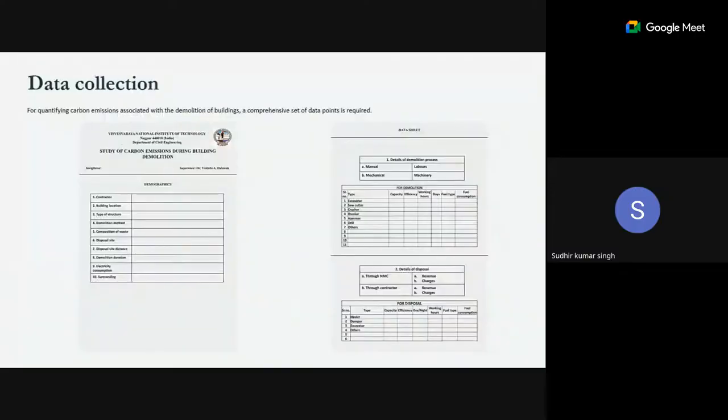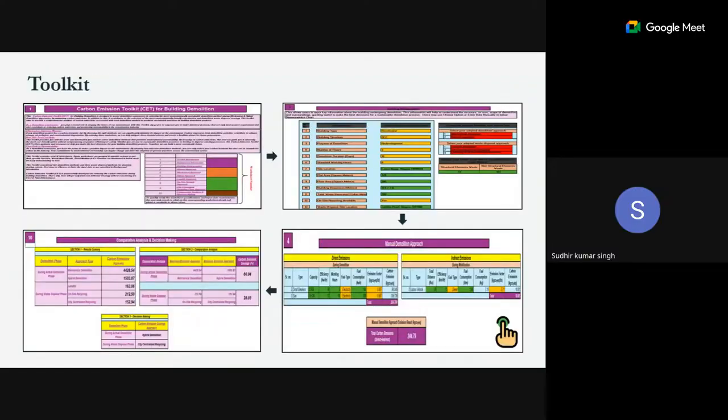Okay, this is the methodology, data collection. This is a particular calculation we have done for one case study. If it runs, let us see if you can see it. Is it visible?